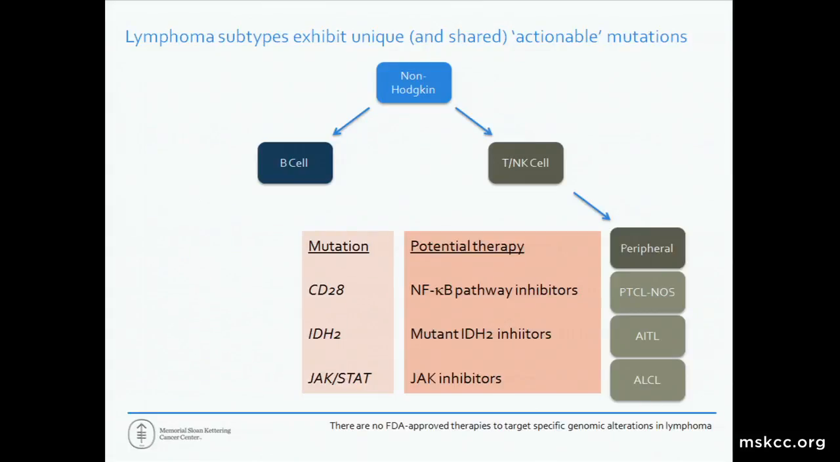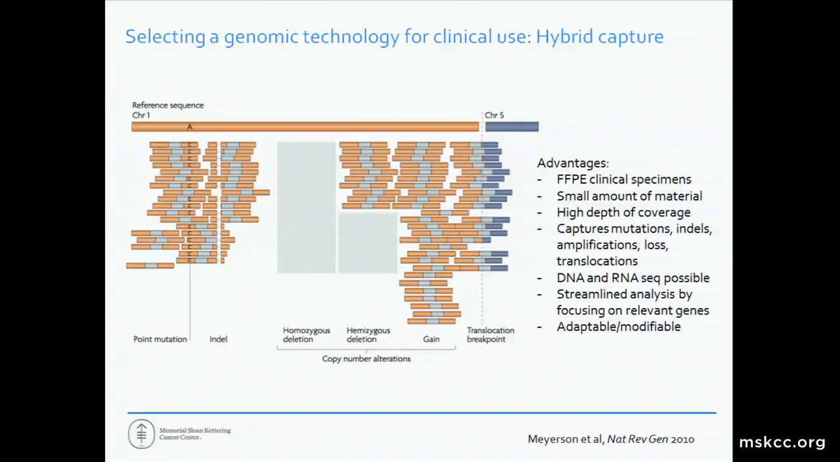So all these findings were made in the research setting, and the big question is, how can we translate these into the clinical setting, identify these mutations in clinical specimens, and then apply these in clinical trials to know if they can be targeted therapeutically.